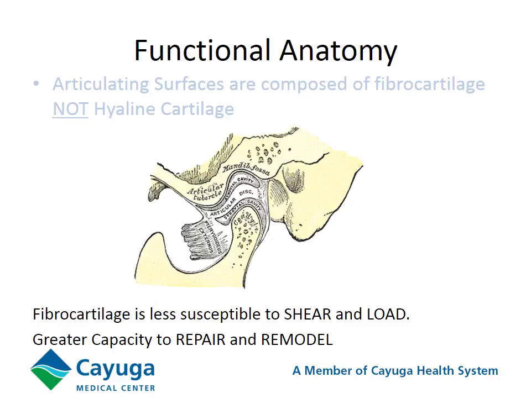The articulating surfaces of the TMJ are composed of fibrocartilage and not hyaline cartilage. Fibrocartilage is less susceptible to shear and load and has a greater capacity to repair and remodel, as the TMJ is a joint that you use 1,000 times a day.